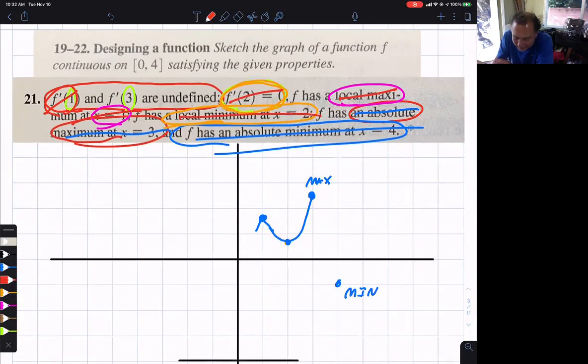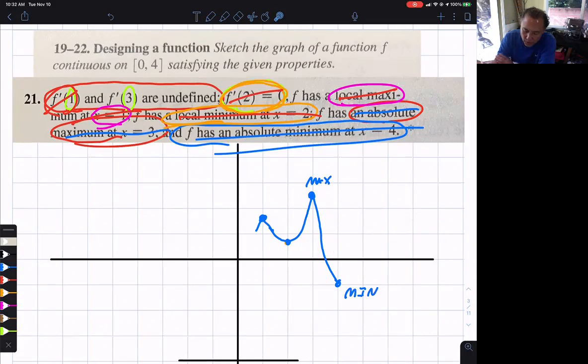I'm almost done. All right, what happens at 3? At 3, the derivative is undefined. That means I need a sharp point or a vertical tangent line. I choose to make a sharp point. And you can draw any type of graph between these two. Could be a straight line, a curved line, however you wish. It doesn't matter.